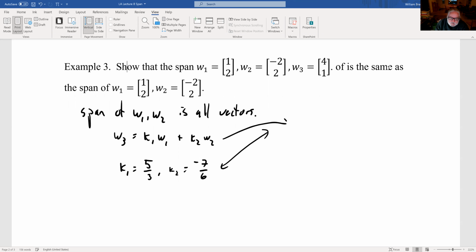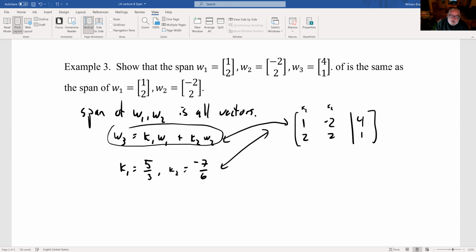Oh, this equation becomes 1, 2, minus 2, 2, 4, 1. And this is K1, this is K2. So if I want to solve this vector equation, I can solve that by setting up a matrix whose columns are W1 and W2, those two vectors, and whose right-hand side is the vector W3. So this is W1, this is W2, this is W3. Reduce it to solve for K1 and K2, and you get that.